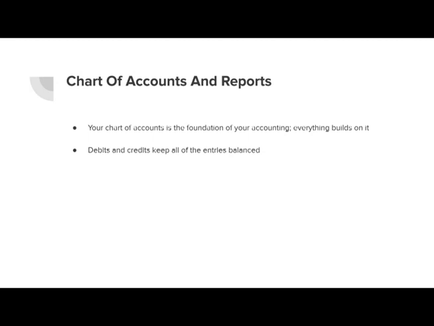You could be using a system that just doesn't have the right reports, or maybe you're asking the wrong questions. That also happens too. Or it could be that you're asking the right question, it's trying to provide you the right result, but in the way that you've designed the chart of accounts, it's just not getting you there, you know. So yeah, in accounting, debits and credits keep all of the entries balanced.